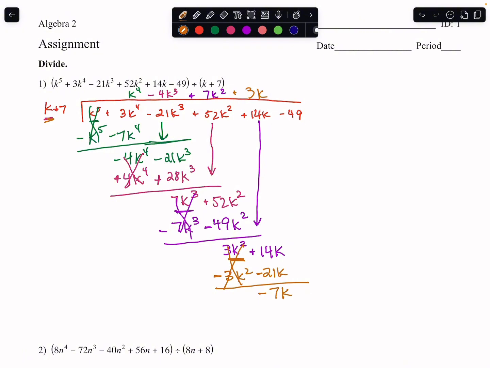And now finally, k times what is negative 7k? That's negative 7. Negative 7 times k is negative 7k. Negative 7 times a positive 7 is negative 49. Go through, change your signs. Everything cancels out. We end up with 0 at the end. So our final answer is going to be all the stuff that's written right here. So this is the final answer.